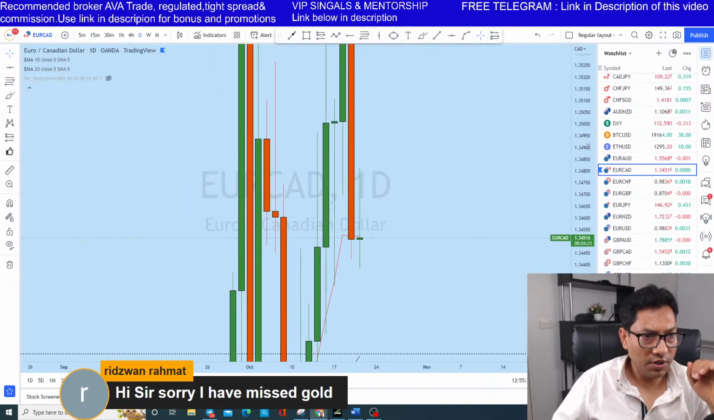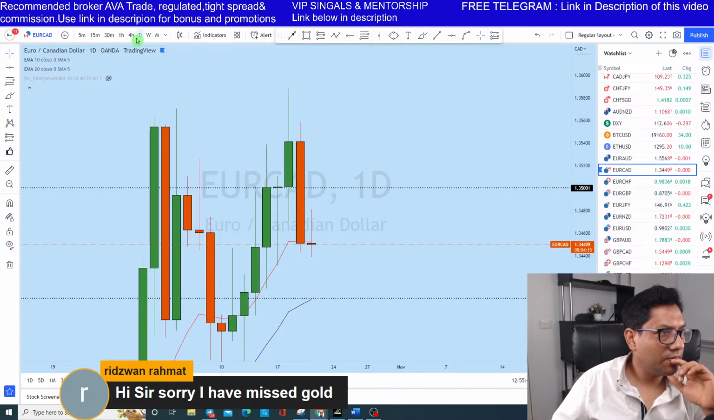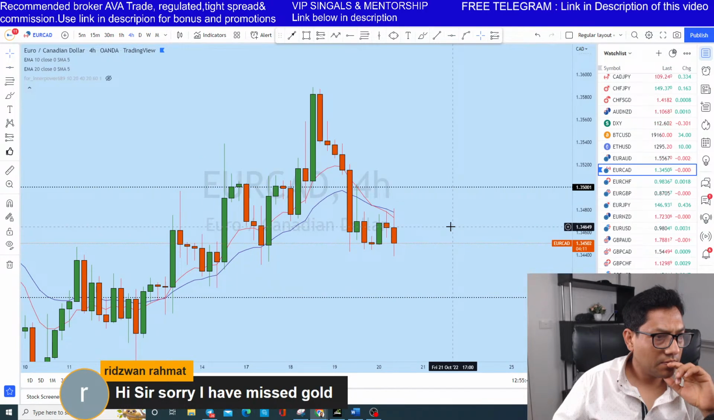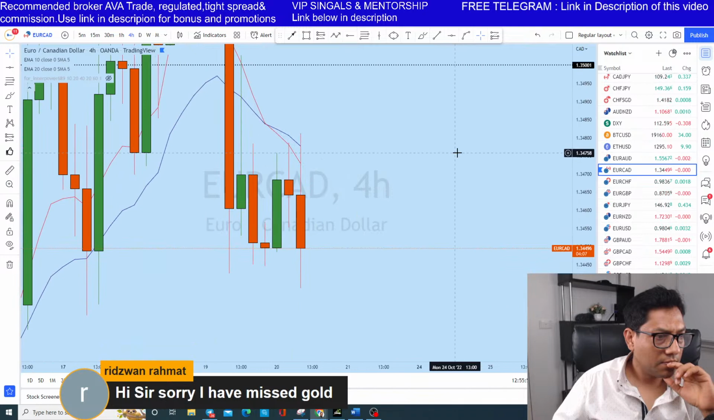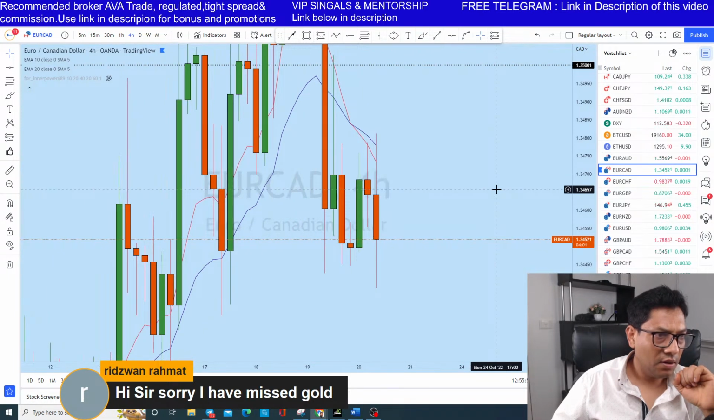Okay, wait a minute, don't take it. The price still didn't test this level. Let the candle close first, and then we'll see how this candle is closing.